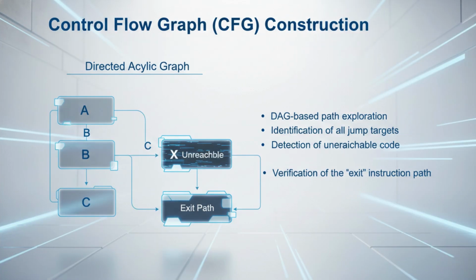The verification process begins by building a control flow graph, or CFG. The verifier parses the bytecode and identifies all possible jumps and branches. It models the program as a directed acyclic graph, DAG, to ensure there are no backedges, which would indicate an infinite loop. The verifier traverses every logical path to ensure they all reach a valid exit instruction. If the verifier finds code that is unreachable or a path that leads to an invalid state, it rejects the program immediately. This ensures that the program structure is predictable and manageable for deeper analysis.